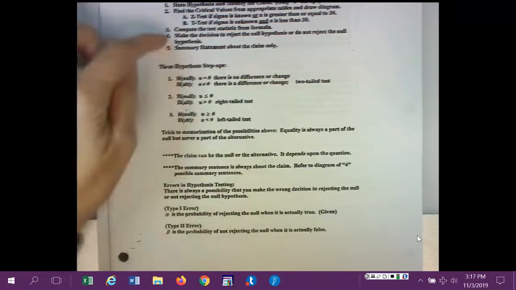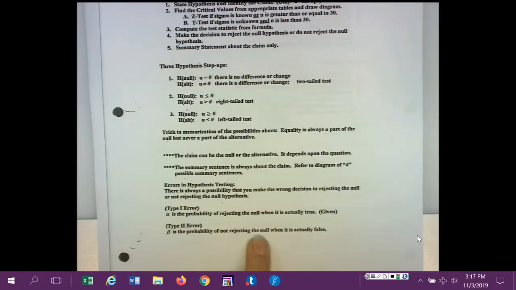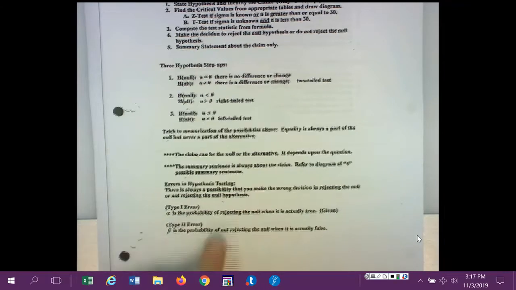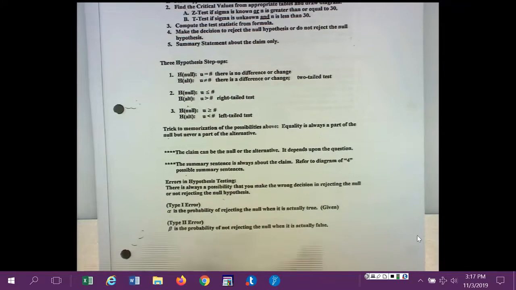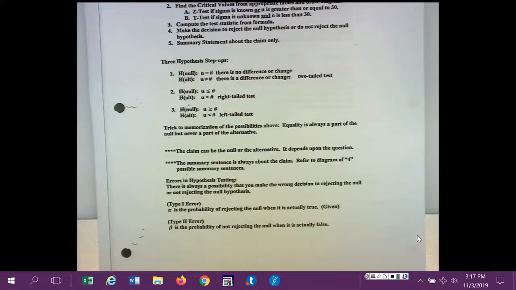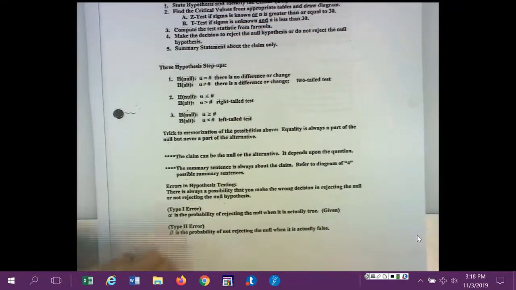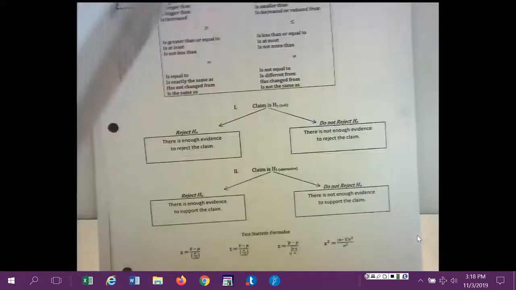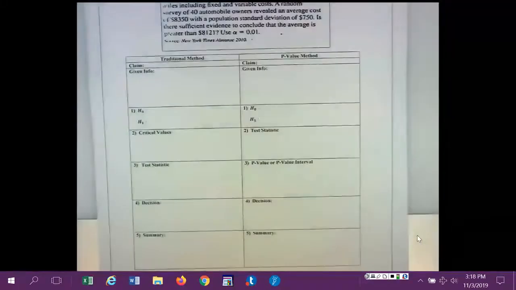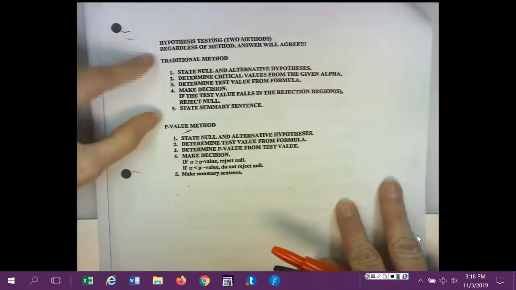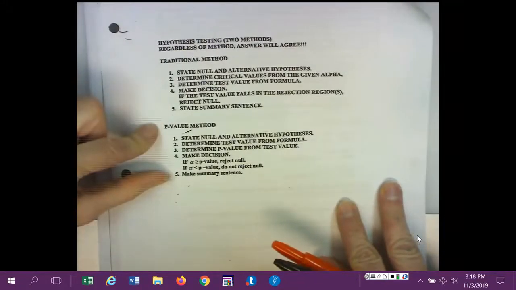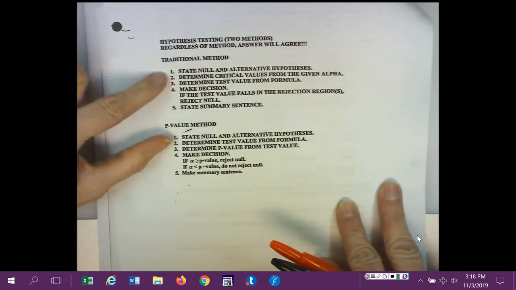If your decision in step 4 is to not reject the null hypothesis, you can still make a mistake by not rejecting it. What if you do not reject it and it was actually false? So that's a type 2 error or a beta error there. We went over quite a few other items in class in terms of the general overview, but we did not complete a problem together. This is the traditional versus the p-value method. Once again, they're going to agree with step 1, stating the hypotheses, identifying the claim.